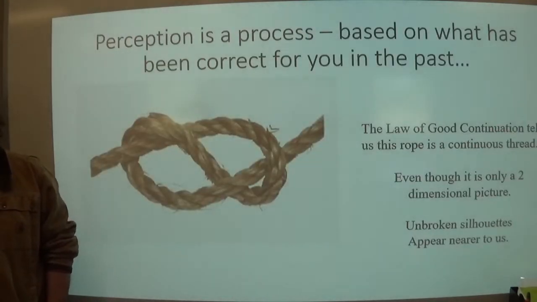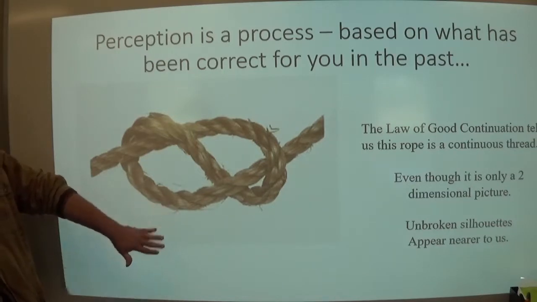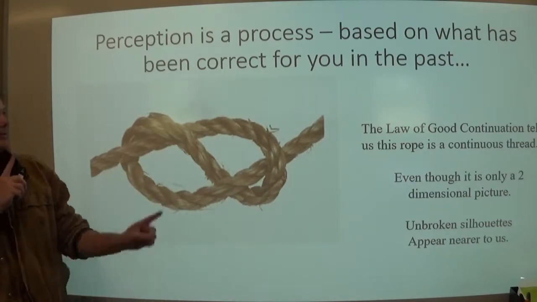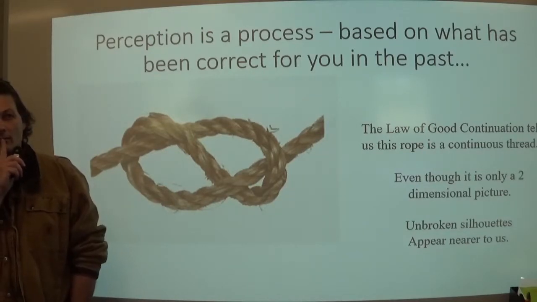Perception is a process based on what's been shown to you to be correct in the past. This is called the law of good continuation. Because this is a two-dimensional picture, it's not really there, but the frame that has the most uninterrupted silhouette is going to be what looks like it's closest to you.